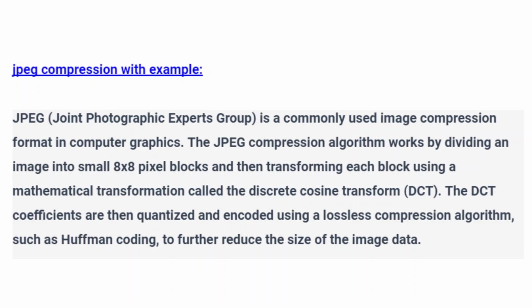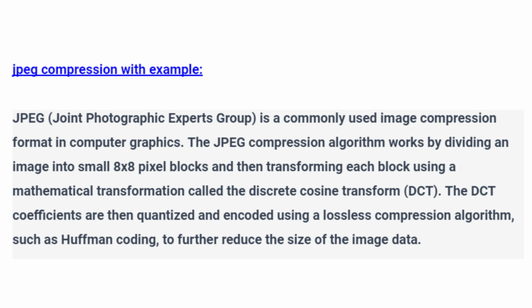JPG compression with example. JPG, Joint Photographic Experts Group, is a commonly used image compression format in computer graphics. The JPG compression algorithm works by dividing an image into small 8x8 pixel blocks and then transforming each block using a mathematical transformation called the discrete cosine transform, DCT.